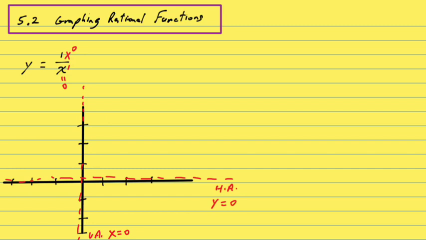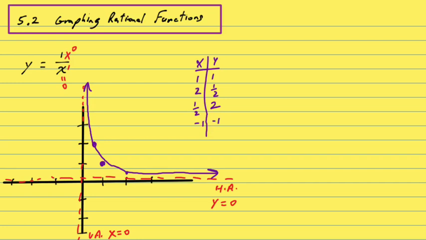Now if you put in a 1, 1 over 1 is 1, so it goes through 1, 1. If you put in a 2, 1 over 2 is 1/2. If you put in a 1/2, a lot of people don't know this, 1 divided by 1/2 is 2. So I graph these, and it has to curve towards these asymptotes. If you put in a -1, you'd get out a -1, which tells me again it has to curve from asymptote towards this other asymptote.